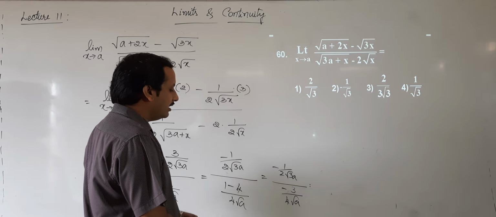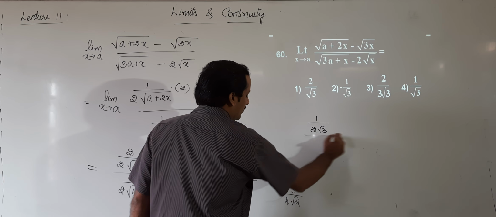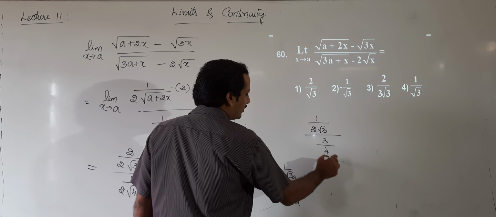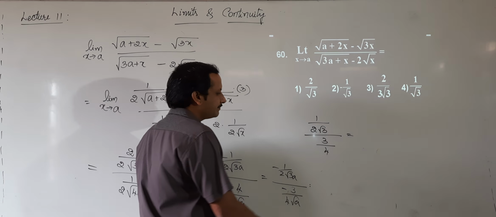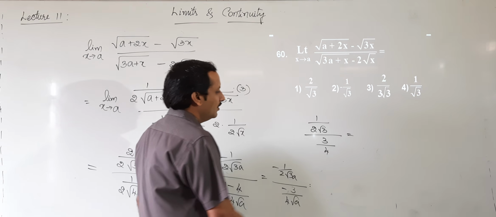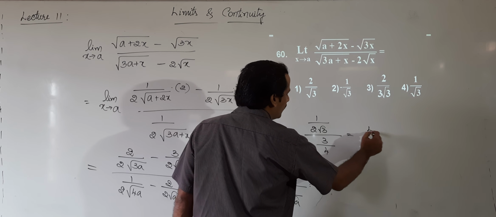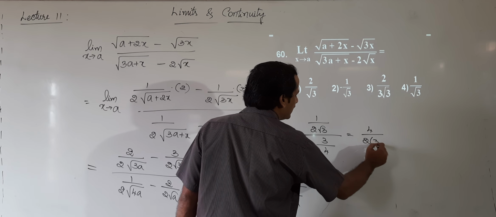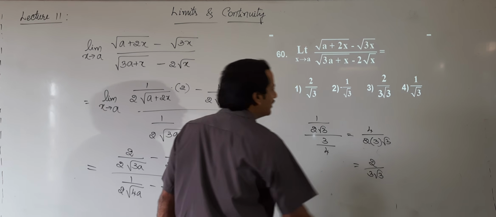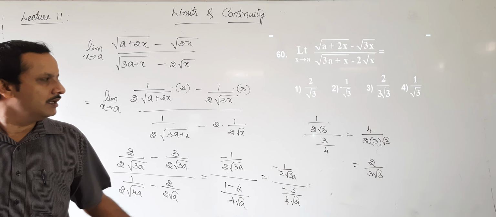Okay, root a gets cancelled. So we have 1 by 2 root 3 whole divided by 3 by 4. That's equal to 1 into 4 by 2 into 3 into root 3. In other words, 2 by 3 root 3. That's the right answer. 2 divided by 3 root 3. Third option.